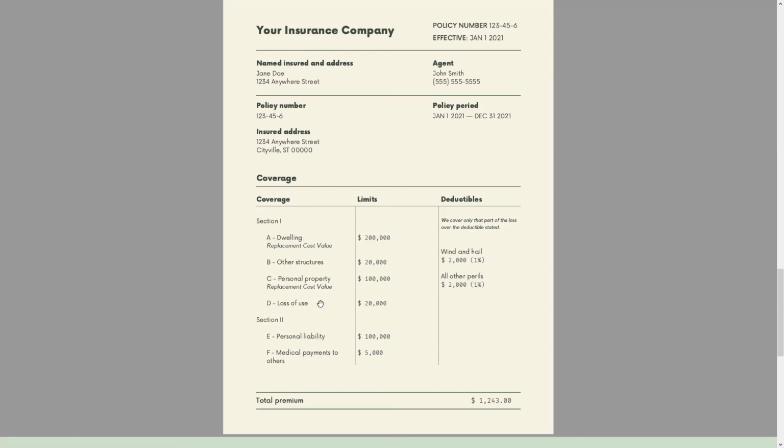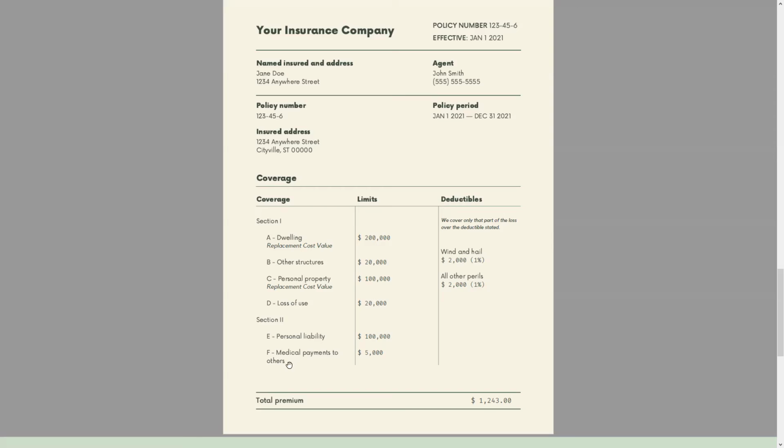Coverage D is the loss of use. Loss of use provides coverage in the event that your home is rendered unfit to live in. It covers additional living expenses and will pay for temporary living arrangements up to the policy limit. So here that would be $20,000 for this specific policy.